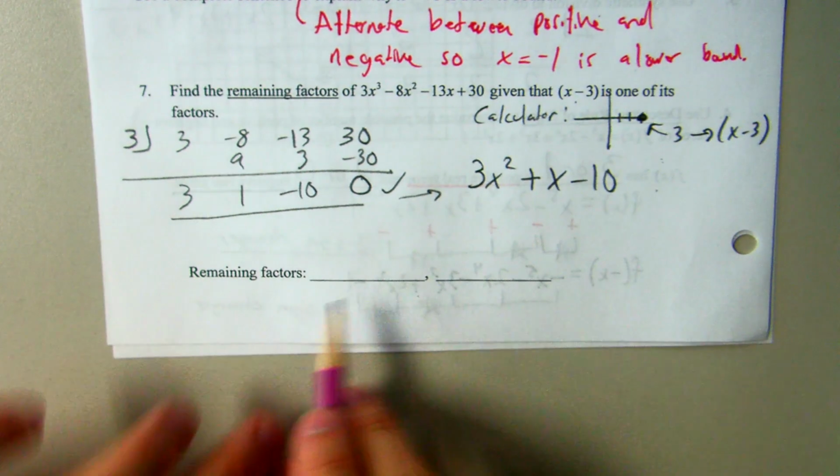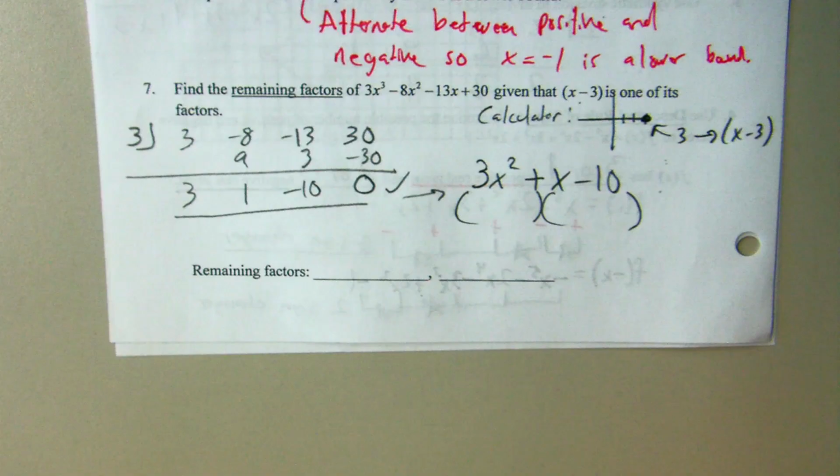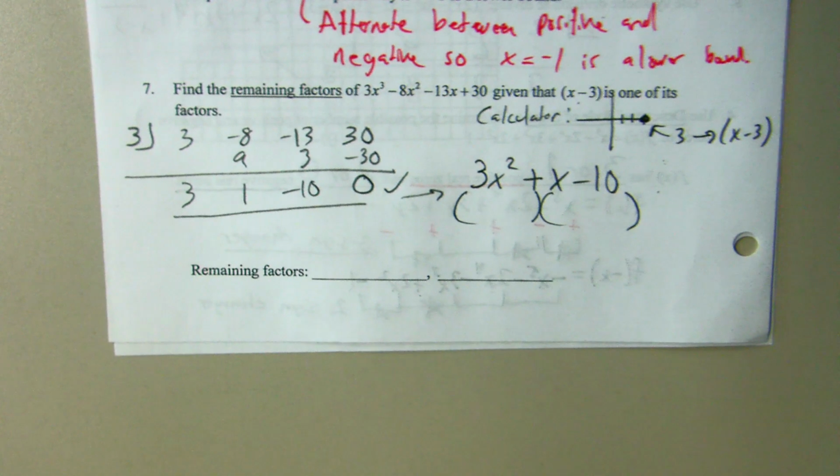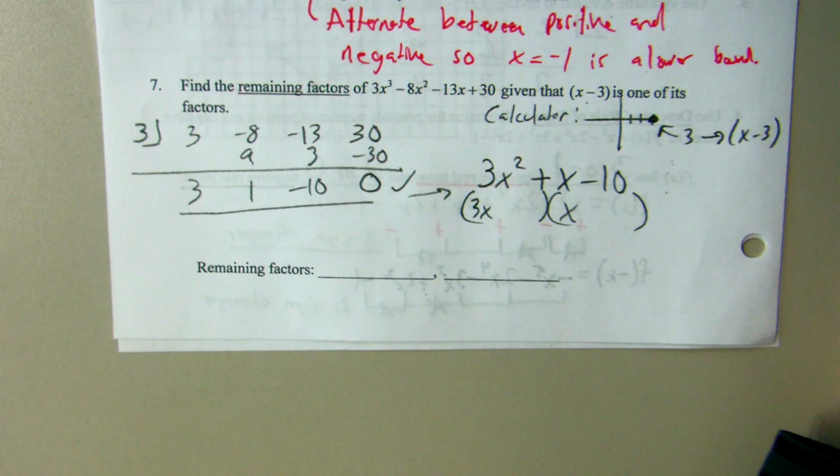So I want to get the remaining factors out of this. Well, the nice thing about this is it's quadratic. So worst case scenario is I use the quadratic formula. Best case scenario is I figure out how it factors.